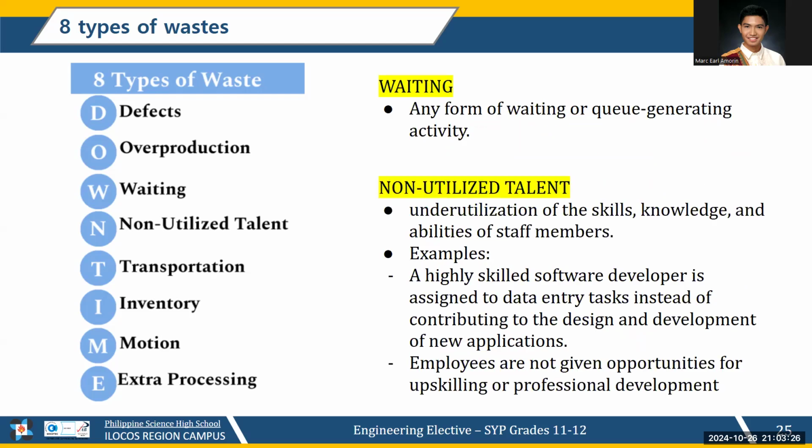W stands for waiting. This is very straightforward. Any form of waiting or queue-generating activity is considered delay, therefore waste in your process. Letter N is for non-utilized talent. This involves the management of people that are managing your process. If you are underutilizing the skills, the knowledge, and abilities of your staff members, then that is considered waste.